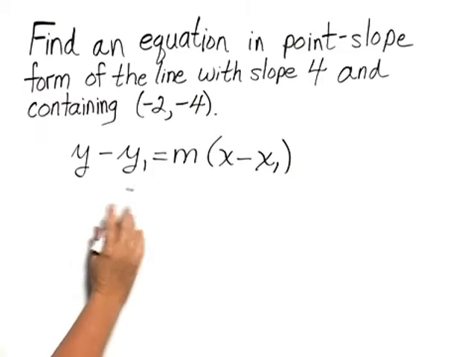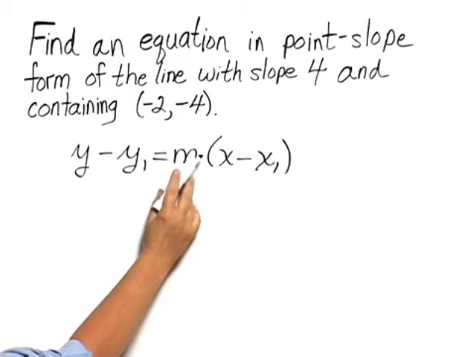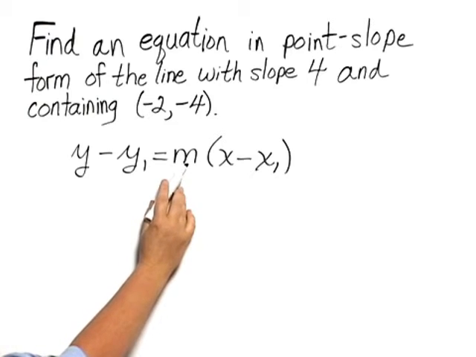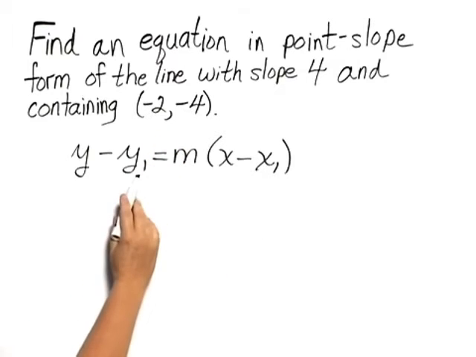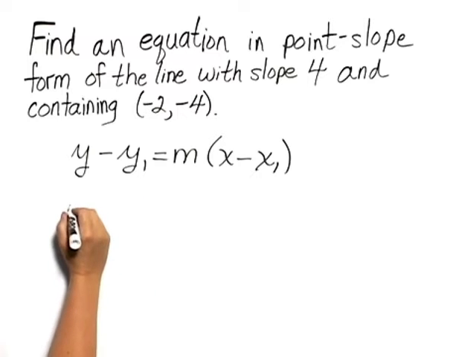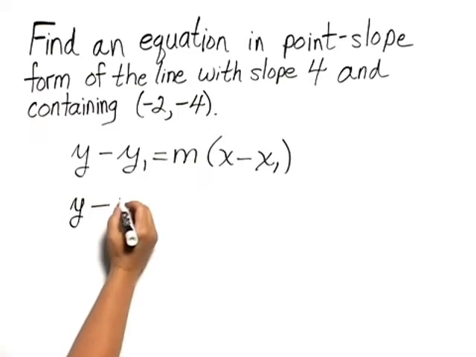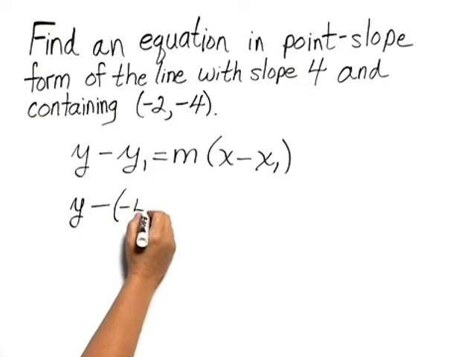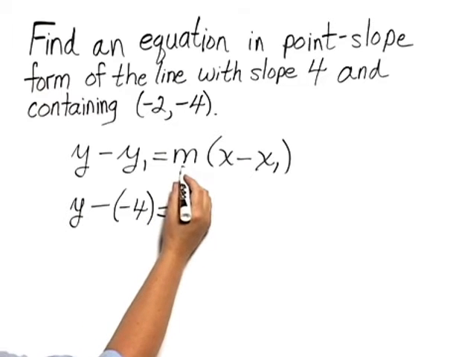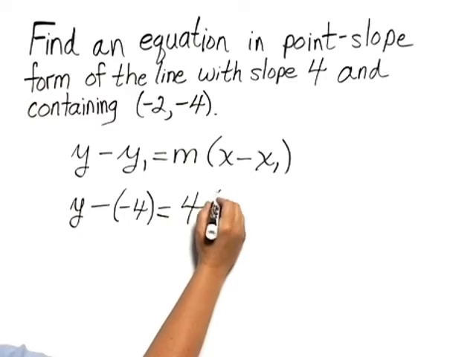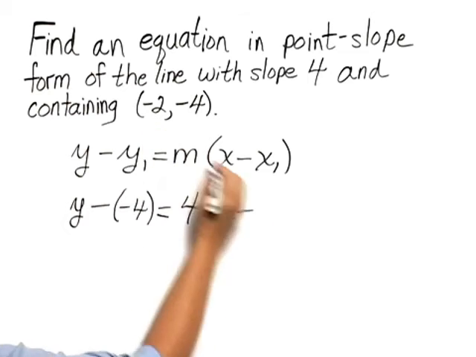We're asked also to leave it in point-slope form, so we don't have to manipulate this much. All we need to do is substitute the slope, which is 4, for m, and the point, (-2, -4), for x sub 1 and y sub 1. So let's do that. We have y minus y sub 1 would be -4, and we'll put that in parentheses since it's a negative number, equals m, the slope, that's 4, times x minus, and x sub 1 would be -2.